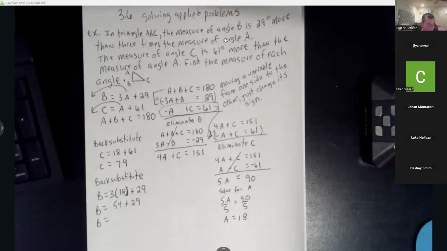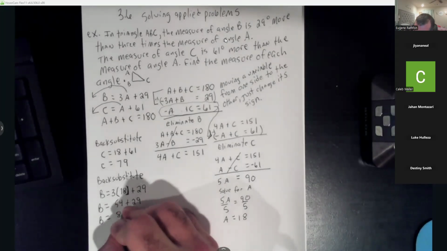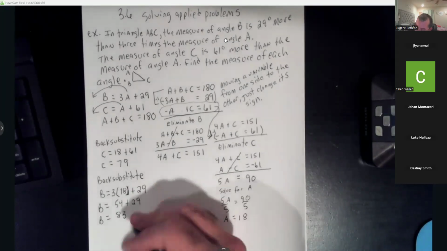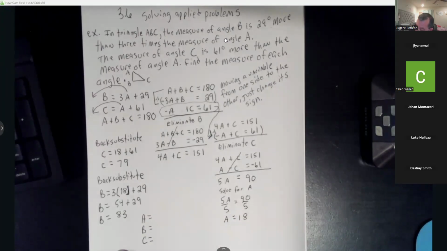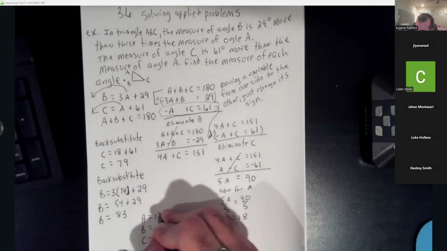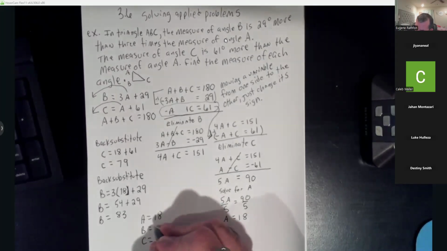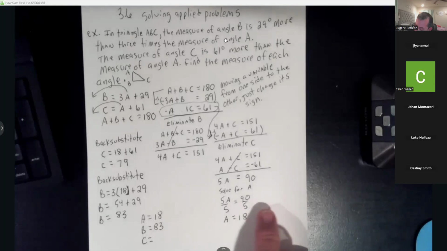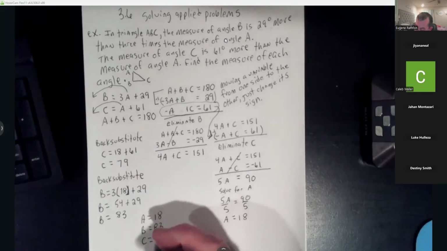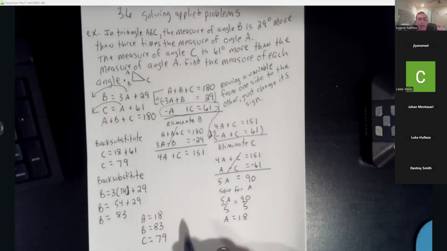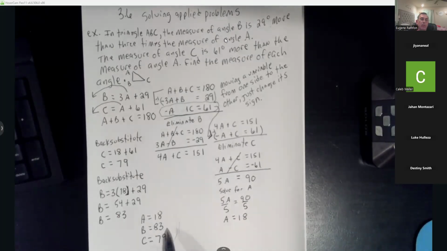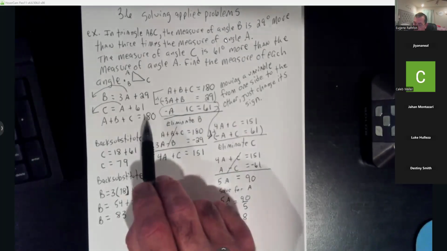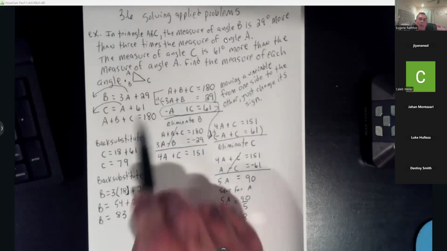All right, y'all, let's see. 54 plus 29. That's going to give me 83. So in MATLAB, it'll have A equals, B equals, C equals. We got 18. Angle B, we got 83. Angle C, we're going to go up here, 79. If you were to add all three of these angles together, those would equal 180, like y'all told me a while ago.